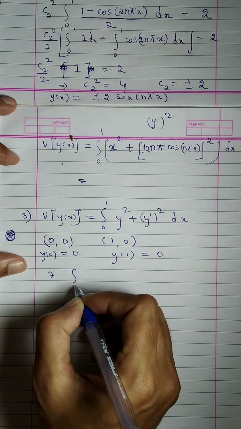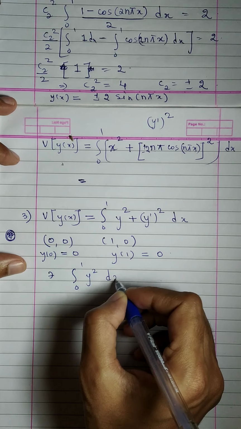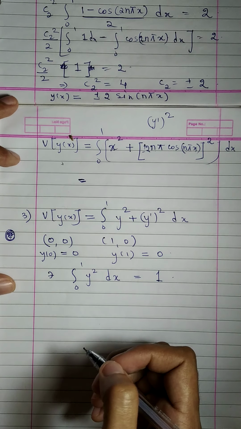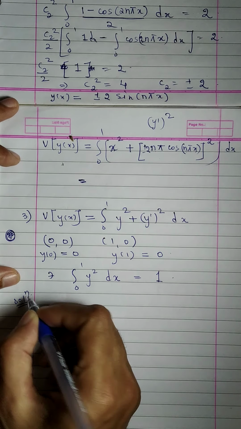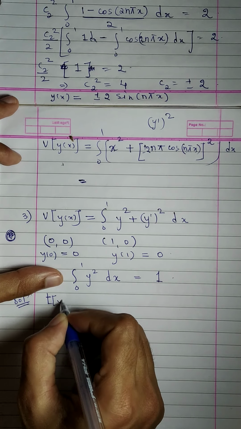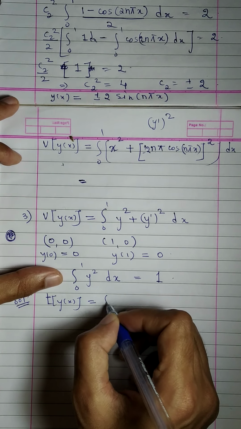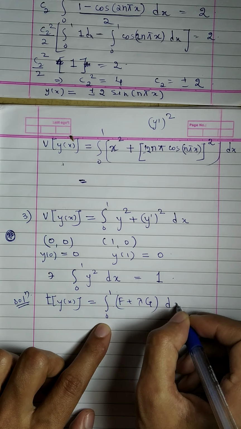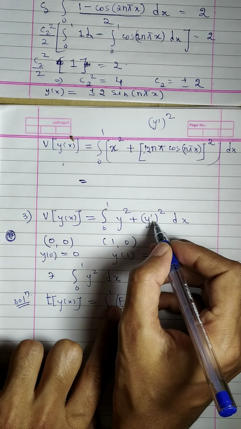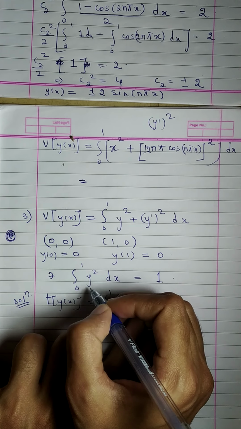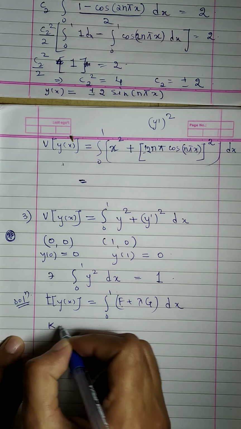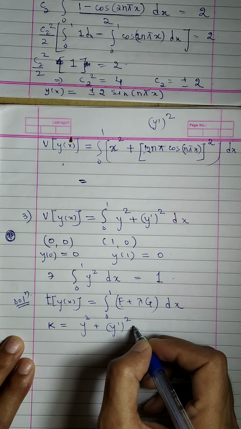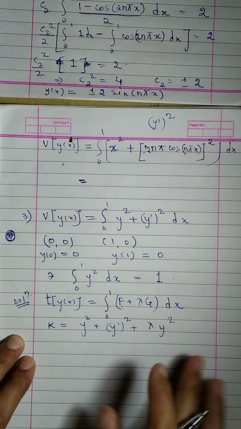Such that the integral from 0 to 1 of y square dx is equal to 1. So let us consider L y of x to be equal to the integral from 0 to 1 of f plus lambda into g dx, where f is equal to this, g is equal to this. So here our k is equal to y square plus y dash square plus lambda into y square.